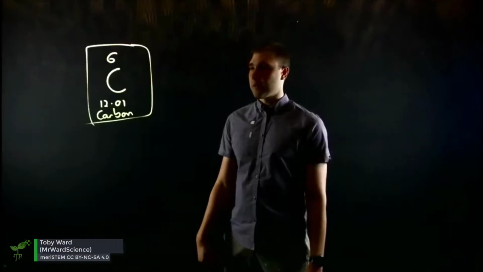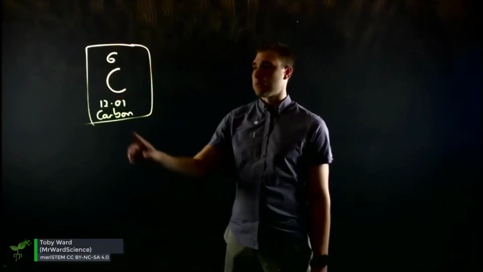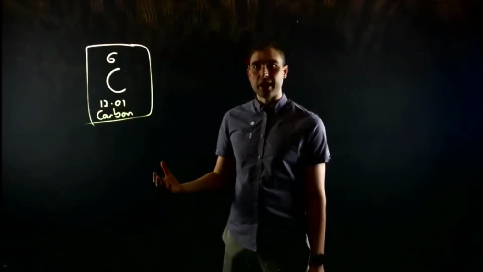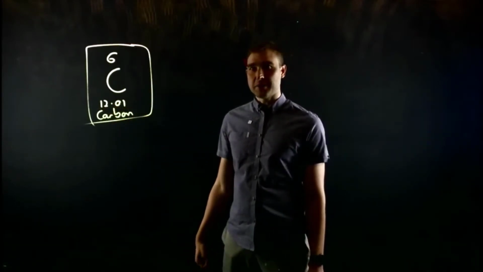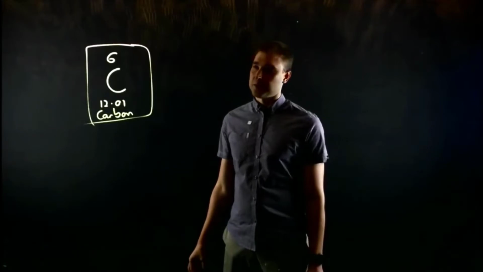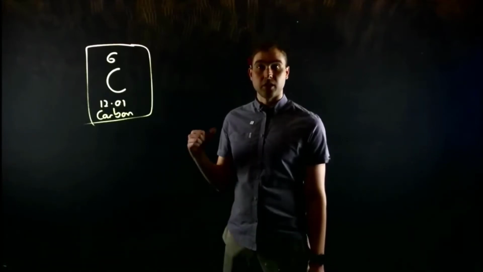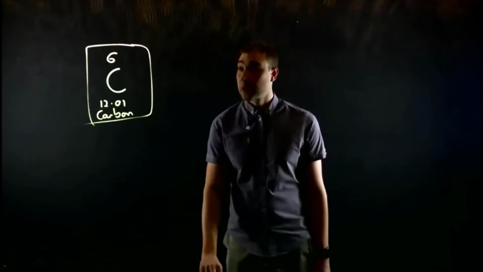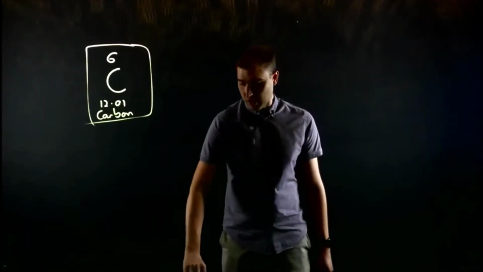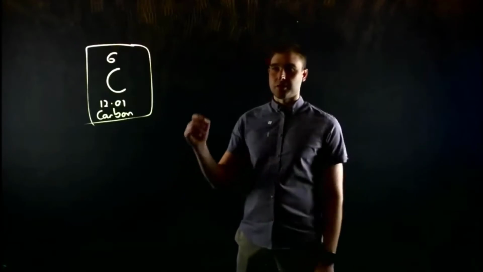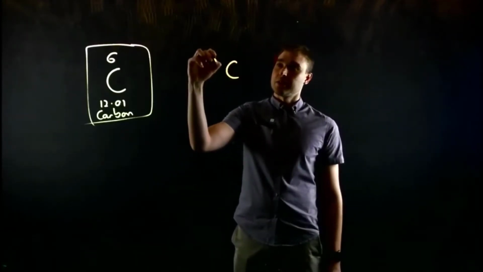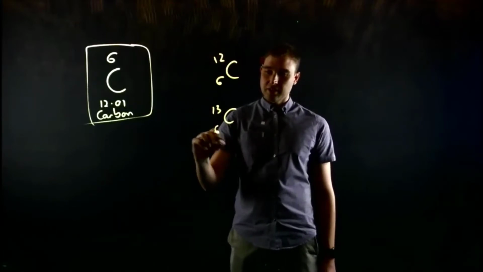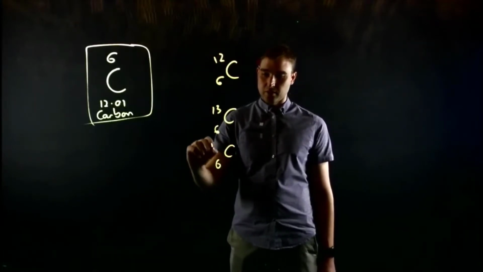So on the periodic table, you might have noticed if you look at something like carbon, when you look at the mass number, you get 12.01. It's not a round number. The reason for that is because of the existence of several isotopes. Now, an isotope has the same number of protons as the regular atom, but a different number of neutrons. So if we look at carbon, there are three main isotopes of carbon. So there's carbon 12, carbon 13, and carbon 14.